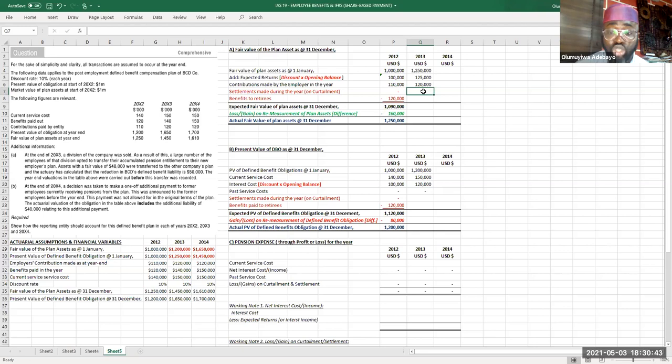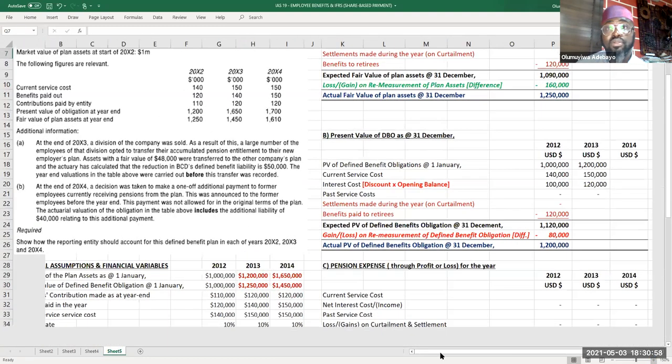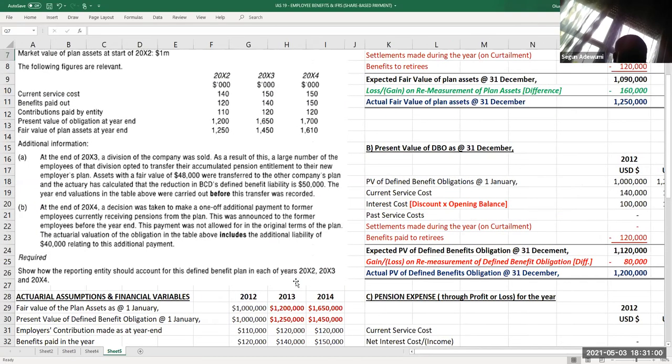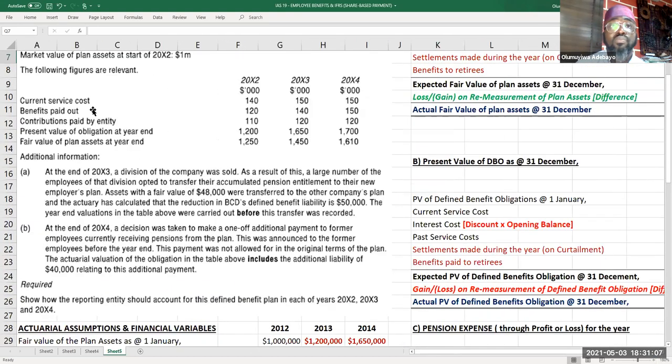But in that year, there was curtailment. Who can read that information, additional information A on curtailment? Can somebody read it out? Information on curtailment. Over to you, Shegun.